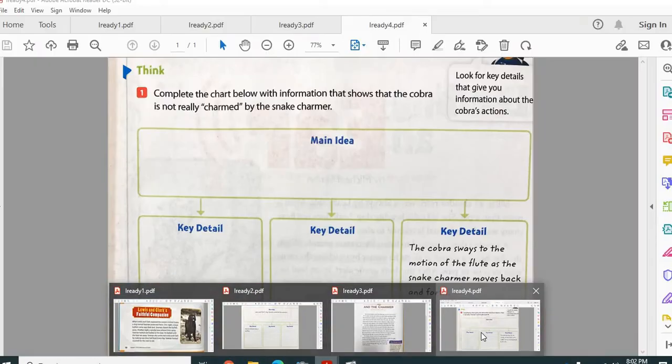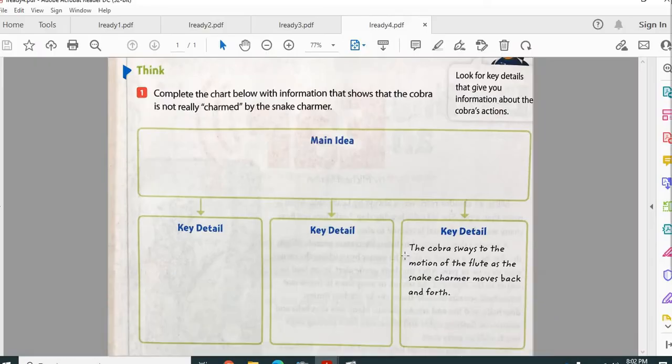Sorry for the interruption. All right, we are on this page, and you can see that they've given you one of the details this time. They did not tell us the main idea. We need 2 more of the key details. They've given us 1 key detail, but we need to figure out the main idea.